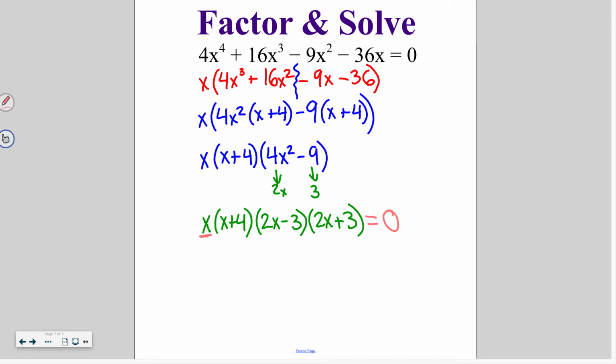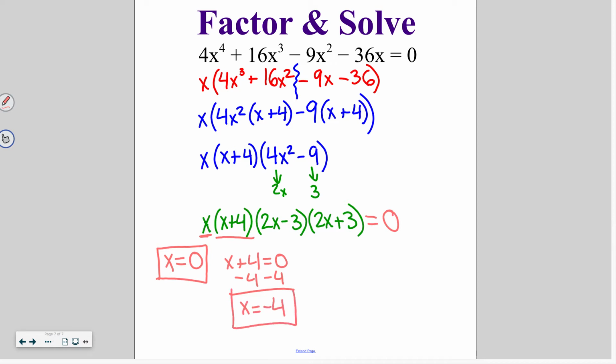So I start with this first piece, and I say x is equal to 0. There's nothing else to solve there, so I'm done with that first part. Then I'm going to go ahead and set the second piece equal to 0. When I set that equal to 0, I subtract 4 from both sides, and I get x is equal to negative 4. Then I'm going to go ahead and set the next piece, so I got 2x minus 3 is equal to 0. Add 3 to both sides, which gives me 2x is equal to 3. Dividing by 2, I get x is equal to 3 halves.